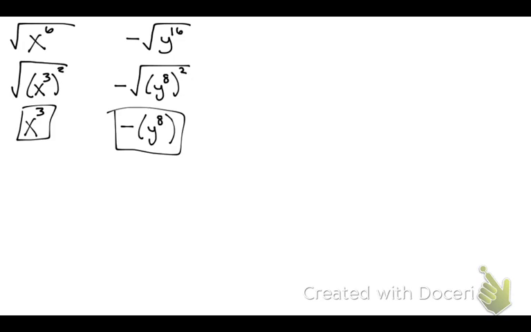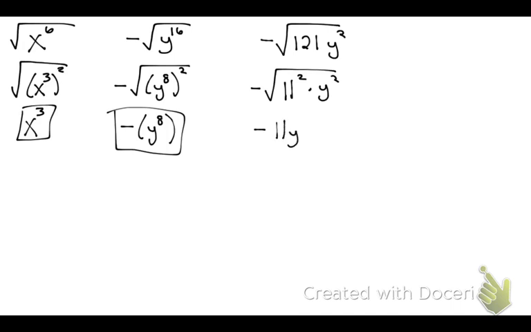Let's consider one more and put all these ideas together. The negative square root of 121y squared. Well, we know that 121 is 11 squared, so this is 11 squared times y squared, which means we would have negative 11y.